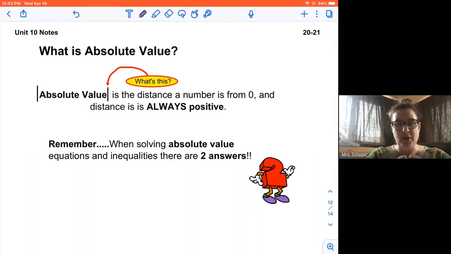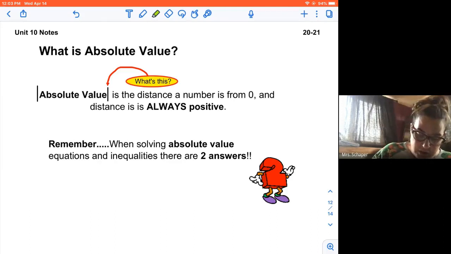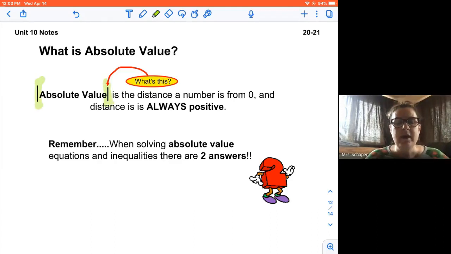So here we go. Just a reminder that absolute value is the distance a number is from zero, and it's always positive. We use these bars to designate absolute value. When you see that, absolute value means distance from zero. And because there are two sides of zero, there are usually going to be two answers. Now, the exception to that rule, because there are always exceptions, is zero. If we end up with the absolute value of x is greater than zero, well, zero is where we take it from. So that's what we're looking at right here.